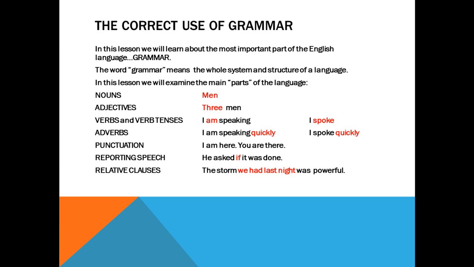Reporting speech. When we report speech, we use words like if. He asked if it was done. So if I was reporting on somebody who had asked if something was done, I would write it like that. Relative clauses. This describes a subject. So in this sentence, the storm we had last night was powerful. The phrase we had last night describes the storm. I could have said the storm was powerful, but when I said the storm we had last night was powerful, it made more sense to the person to whom that statement was being made.